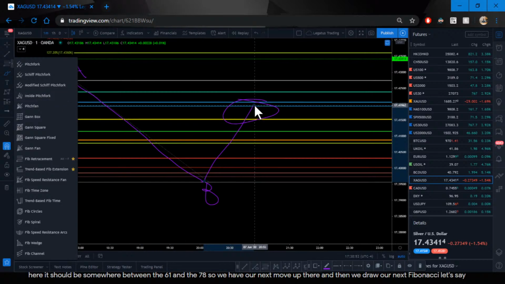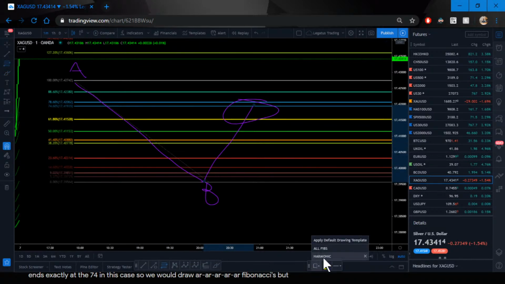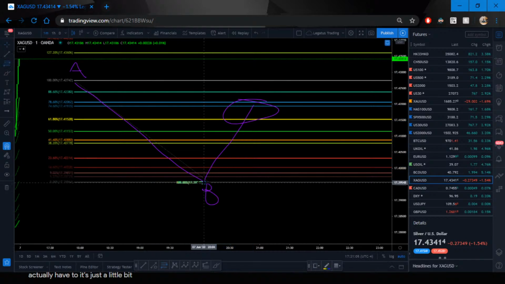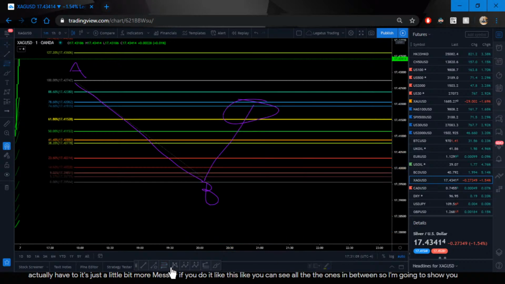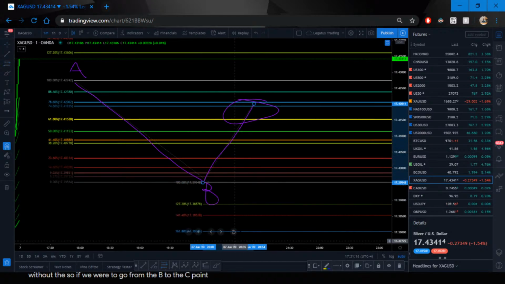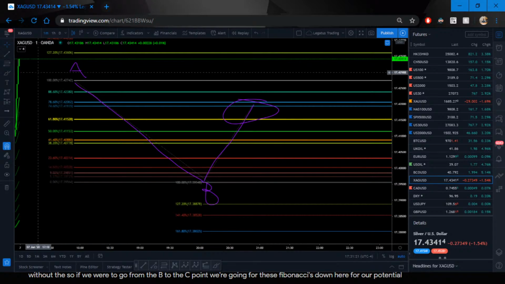Let's say it ends exactly at the 74 in this case. So we would draw our Fibonacci's, but this time I would select my harmonic ones. You don't actually have to. It's just a little bit messier if you do it like this. You can see all the ones in between. So I'm going to show you without the levels. If we were to go from the B to the C point, we're going for these Fibonacci's down here for our potential D point.